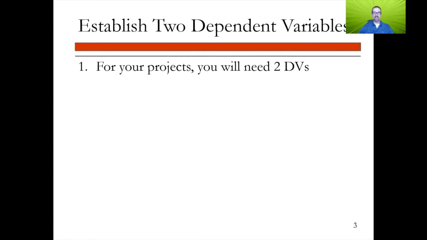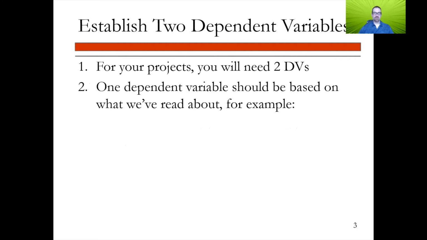For your projects, you'll need to include two DVs. So you need to measure two outcomes to see how they're affected by your manipulation. For these two outcomes, one dependent variable should be based on something we read about and studied in our discussion sections before. So something that we're familiar with, something that we know is affected by ostracism.